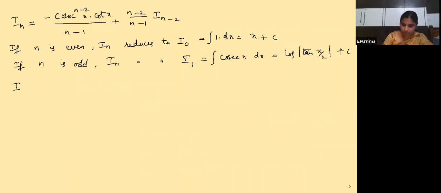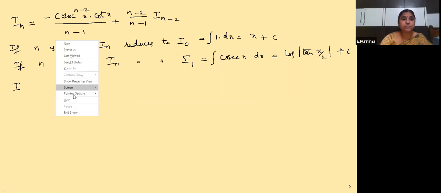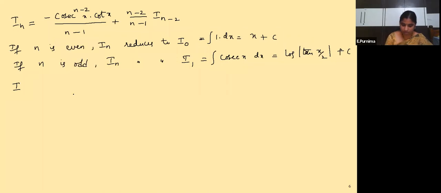So what is the question here? Cosecant to the power of 5x we should do. That is nothing but I5. So I5 we are supposed to do. I5 is equal to the integral of cosecant to the power of 5x dx.